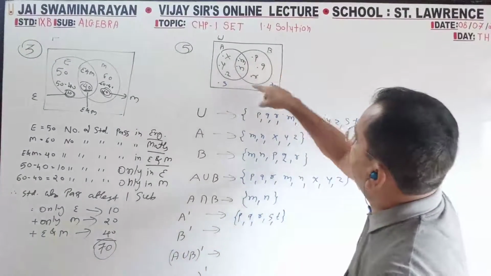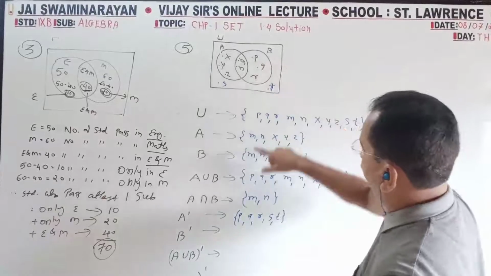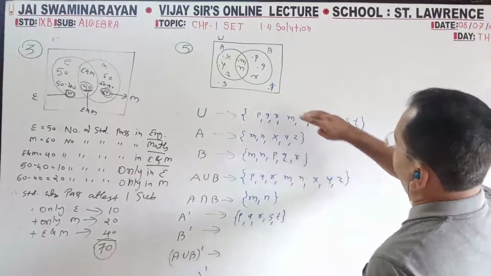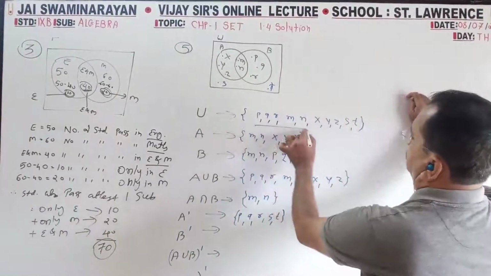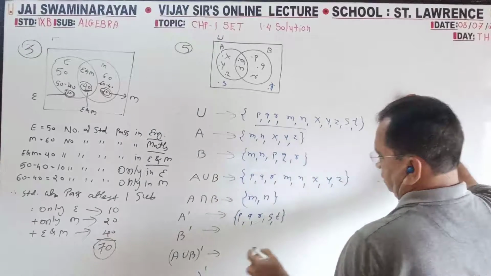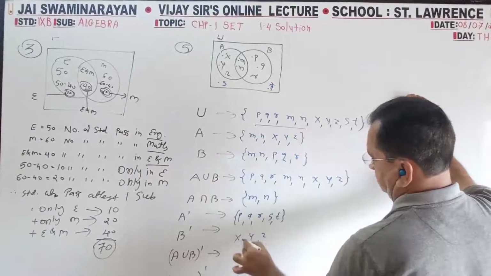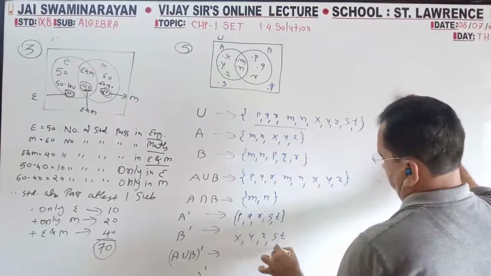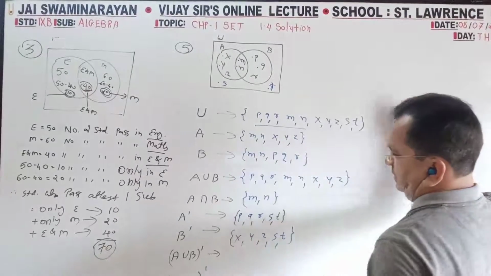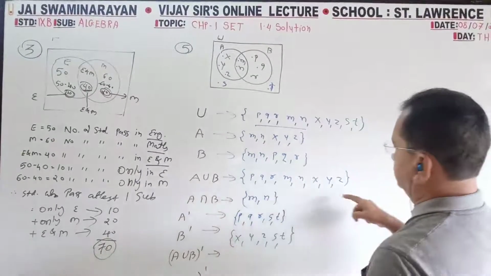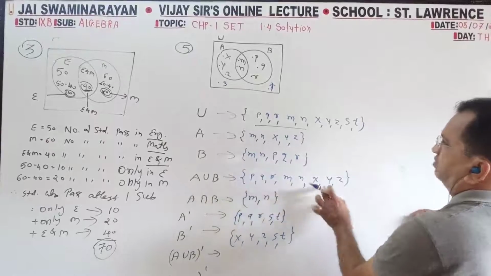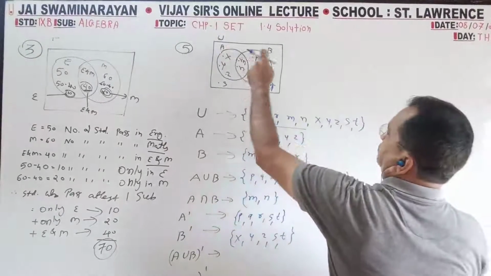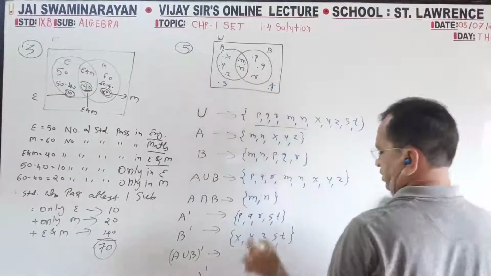B, full B you have to remove. Full B you have to remove. Means this you have to remove, this much. So X, Y, Z, S, T. Now universal, this P, Q, R, M, N, X, Y, Z, that you have to remove. P, Q, R, X, Y, Z, M, N. So S, T only remain.